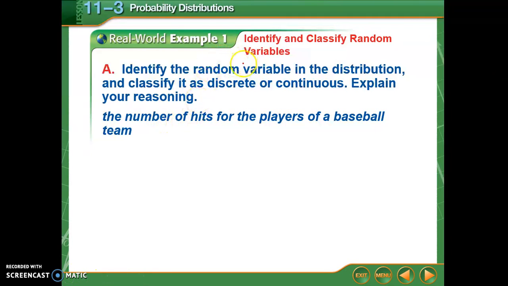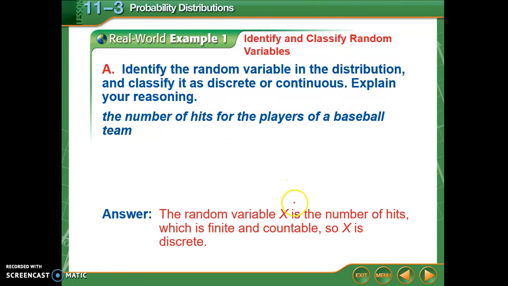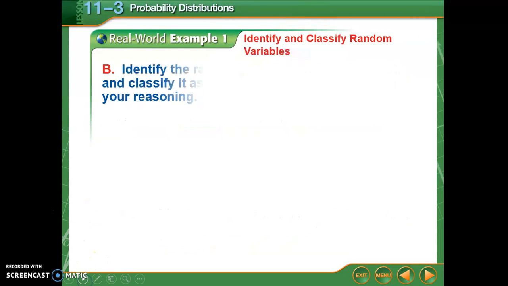Find the random variable and classify it as discrete or continuous. So here we have the number of hits for the players of a baseball team. The random variable here, which we're just calling x for now, is the number of hits. That's what we don't know, right? That can change. That's our variable. It is finite and countable, so we say that it is discrete. I can easily count how many hits a player has. They can't have 1.785 hits. They can hit it once or twice or 3 times or 4 times and so on.